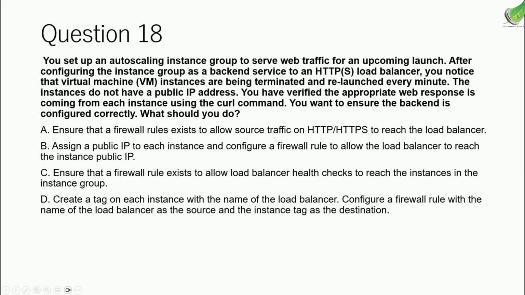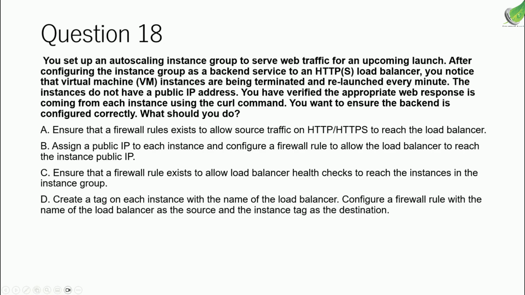Alright, this is a classic troubleshooting scenario in Google Cloud. Let's break down the symptoms to find the root cause. The key symptom here is that virtual machines are constantly being terminated and relaunched. This almost always points to a problem with the load balancer's health checks.